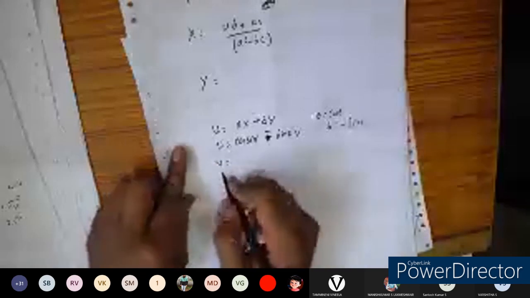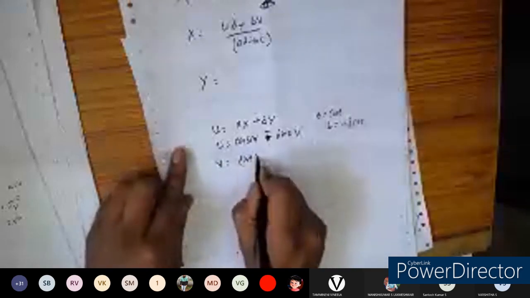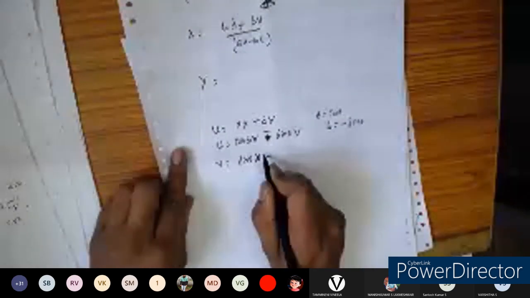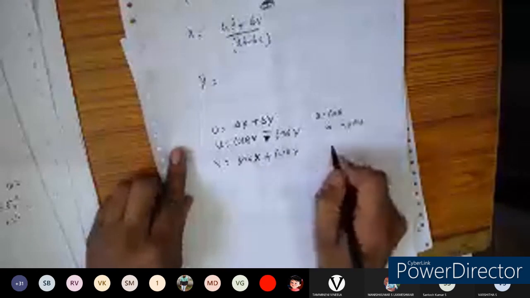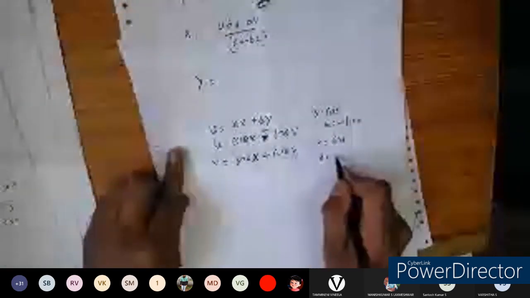Similarly, in place of c, we are going to have sin theta, so sin theta x plus cos theta y. So we are going to substitute c equals sin theta and d equals cos theta here.